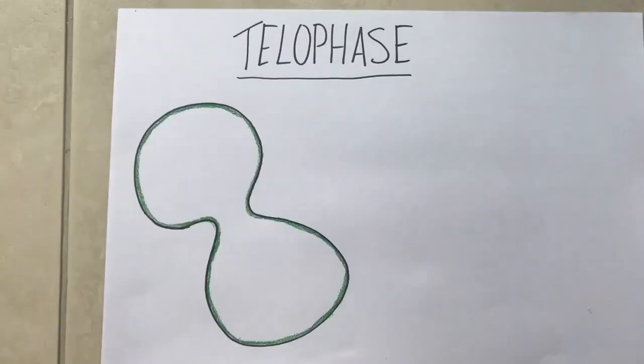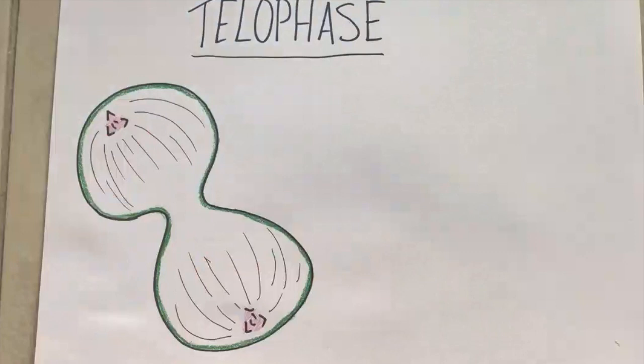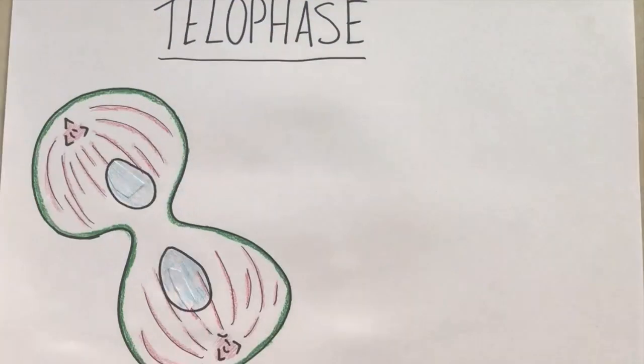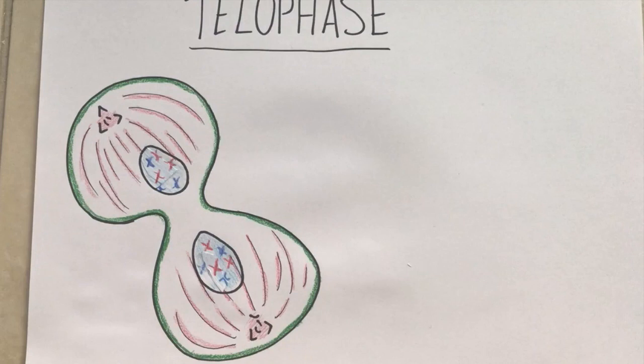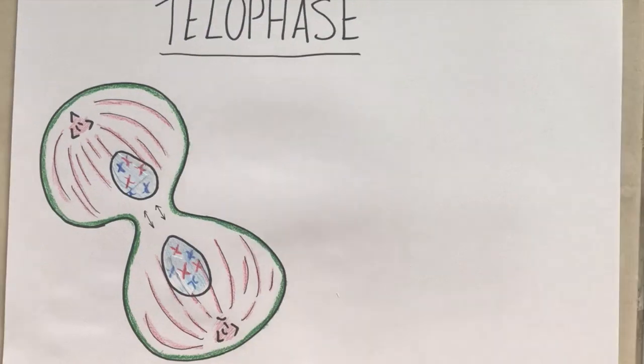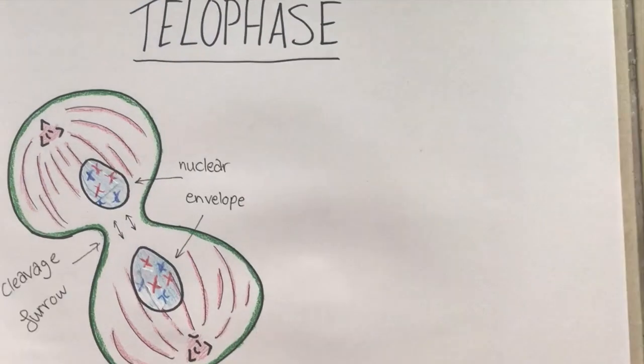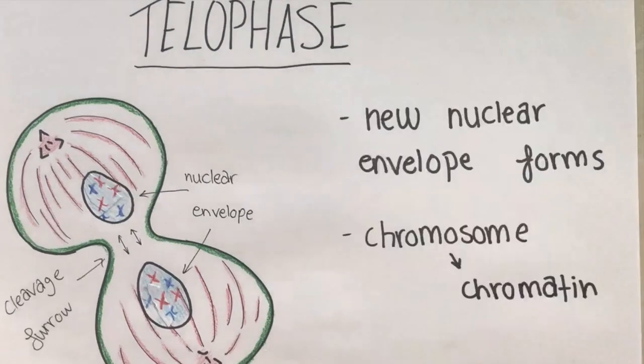And finally, the last stage of mitosis, telophase. Since the original nuclear envelope was dissolved during prophase, during telophase, 2 new nuclear envelopes form around the loose chromatin, as well as a new nucleus on both sides. The cell continues to elongate, with the cleavage furrow becoming smaller and smaller.